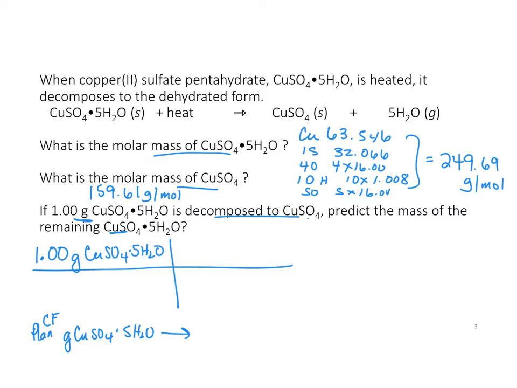Well, then you just go to, I don't really know how to answer that. Because if you have 1 gram decomposed to copper sulfate, predict the mass of the remaining copper pentahydrate, I guess it would be none. I mean, I don't know how much you're starting with. Is there something I'm missing here? We didn't start with a mass. So predict the mass of the remaining. I think that's worded weird. So we'll just skip on.